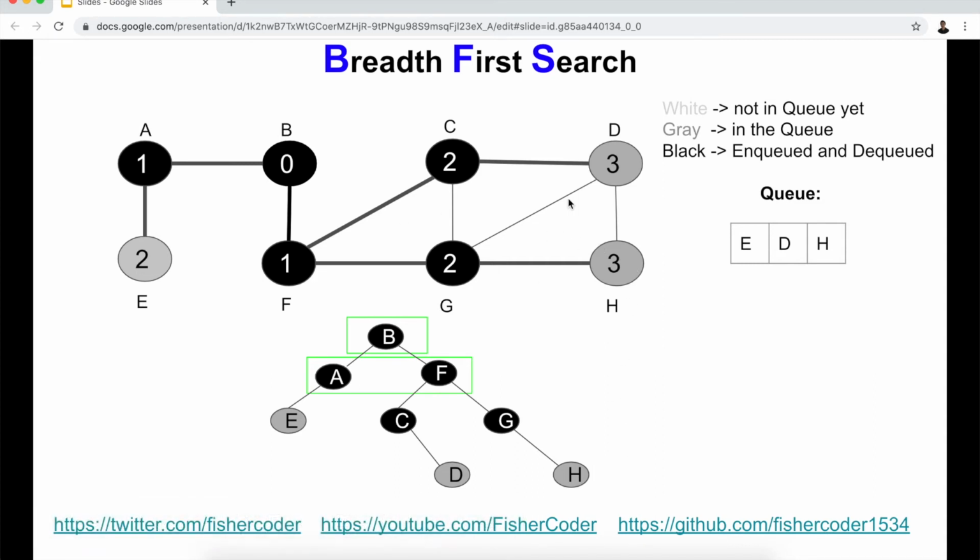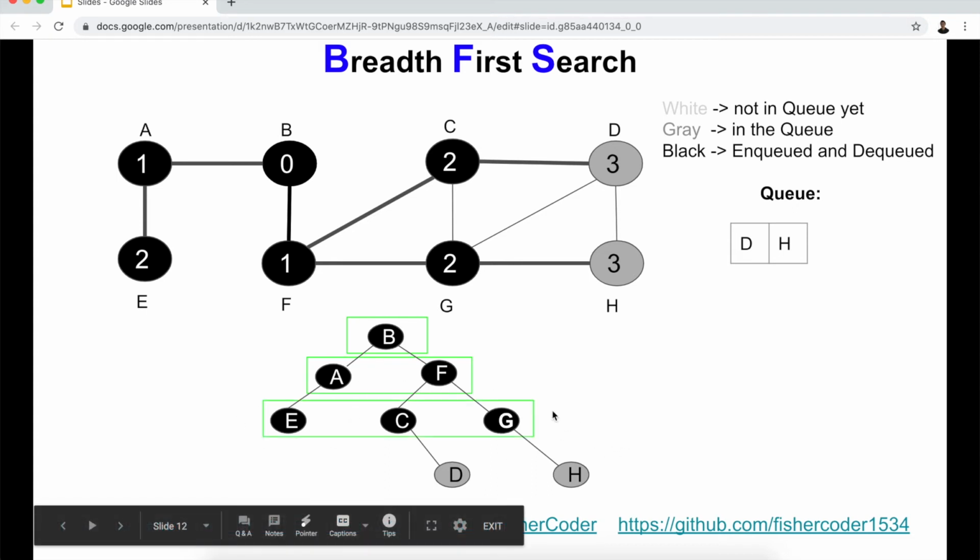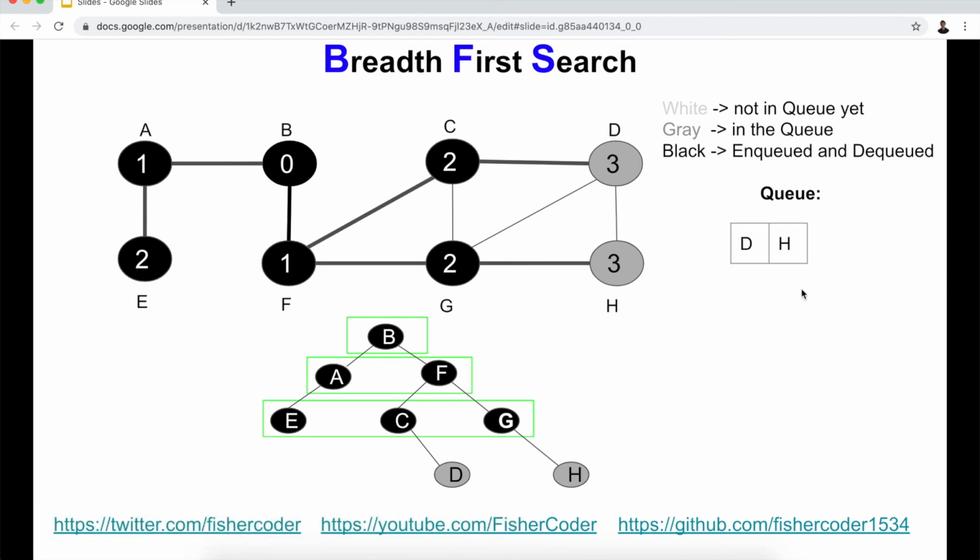And then we'll continue. We'll continue to dequeue E. E is dequeued, and E doesn't have any other unvisited children. At this point, we have finished visiting the third level. What do we still have in the queue, which is D and H? So we'll continue to dequeue both of these.